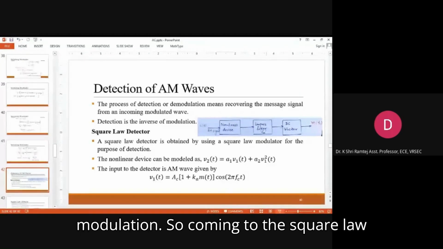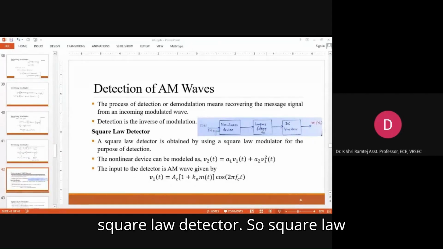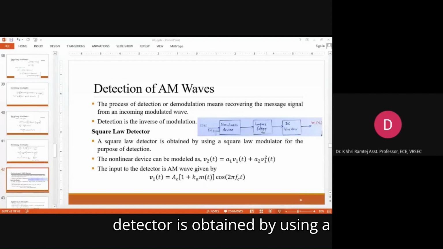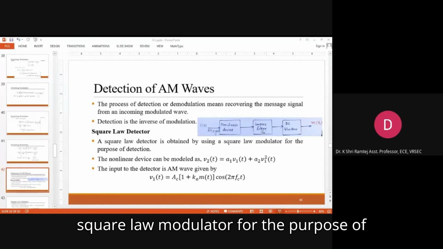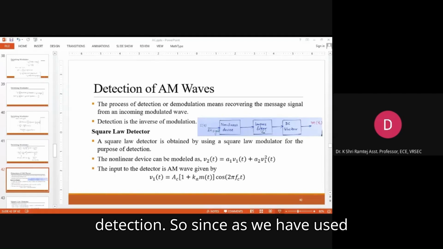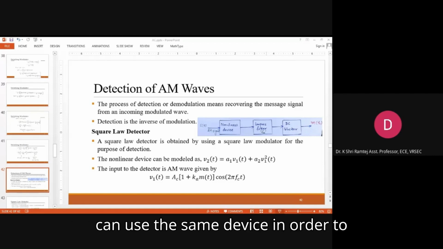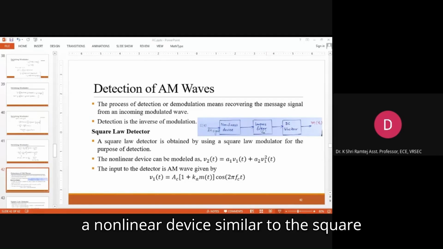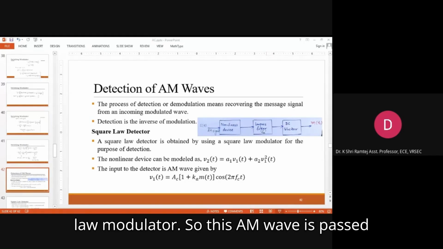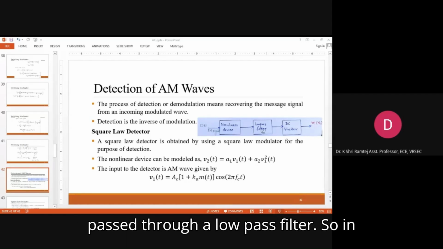Coming to the square law detector, this diagram shows the square law detector. A square law detector is obtained by using a square law modulator for the purpose of detection. Since we have used the square law modulator for generating the AM wave, we can use the same device in order to detect the AM wave. So we use a nonlinear device similar to the square law modulator. This AM wave is passed through a nonlinear device, and then it is passed through a low-pass filter.